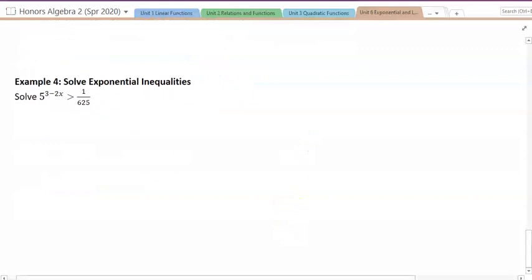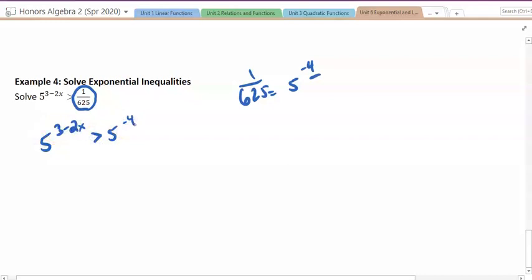Again, the steps are the same, but I don't see a 5, right? You're like, wait, where's the 5? Well, we're dealing with 1 over 625. So the question becomes, 625 is 5 to what power? 625 is 5 to the fourth, but it's in the denominator, so that means this is 1 over 625, which means it's going to be 5 to the negative fourth power. And so I'm going to write 5 to the 3 minus 2x is greater than 5 to the negative fourth.